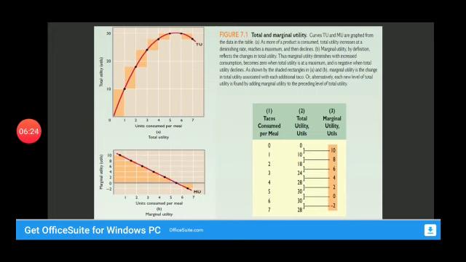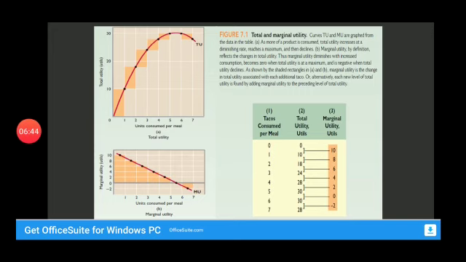Number 1 is 0. 0 plus 10 is 10. 10 plus 8 is 18. 18 plus 6 is 24. 24 plus 4 is 28. 28 plus 2 is 30. 30 plus 0 is 30. And 30 minus 2 is 28.